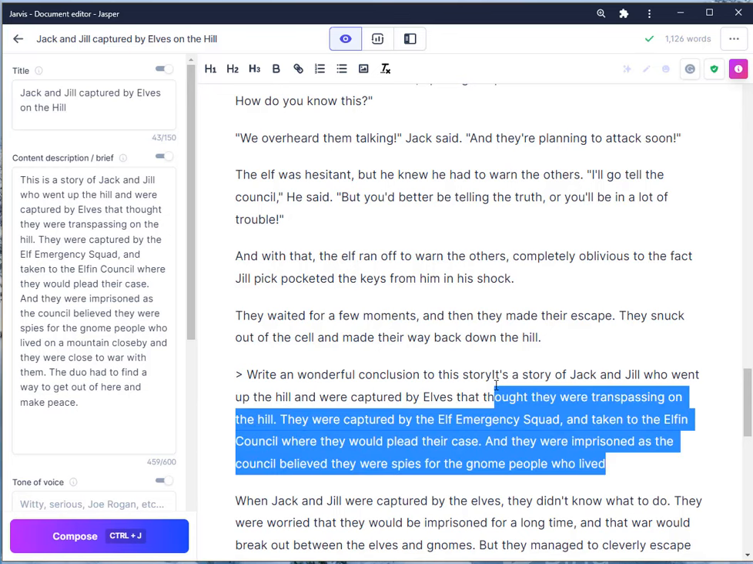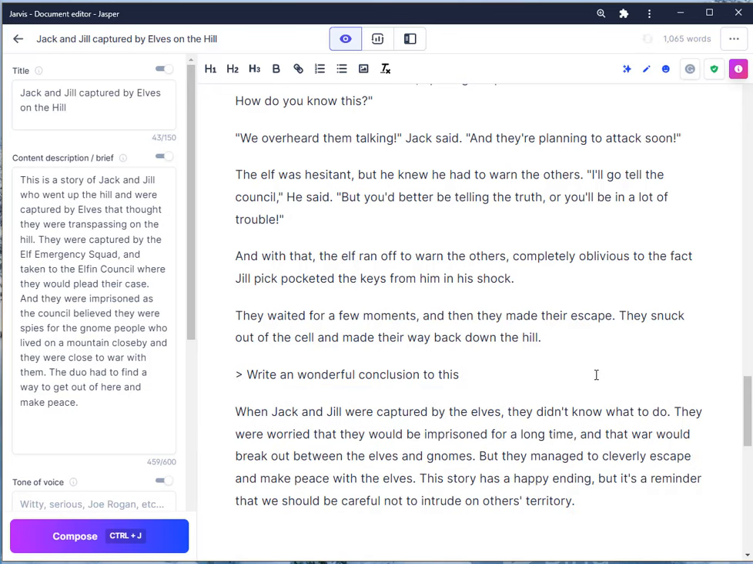Sometimes it'll give you a summary of the above, but you need to train it, Jasper, in giving you a pretty nice story. So I would say that this one is a pretty nice conclusion. Yeah, there's still a lot of things up in the air right now with Jack and Jill and their fugitive status from the elves on the hill and what's going to happen with the gnomes. But again, all that can still come into play with how much you want to write in your story.